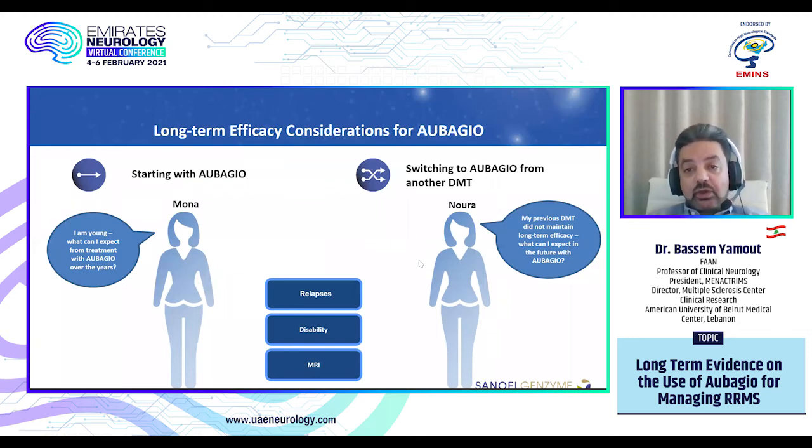Now, the second question from the patient will be, what happens in the long term? So what is the long-term efficacy data for Aubagio? Will it keep controlling the relapses, the disability, the MRI activity in the long term?